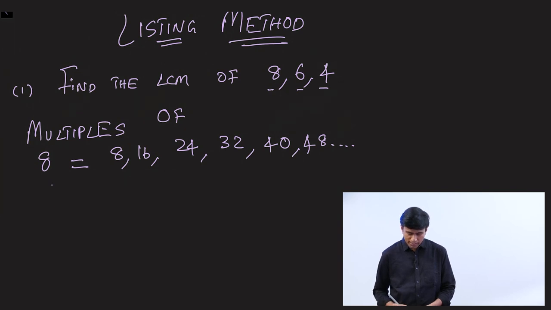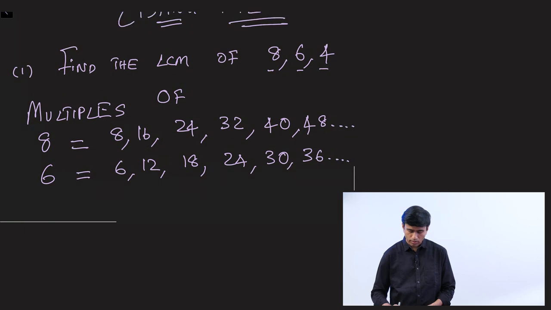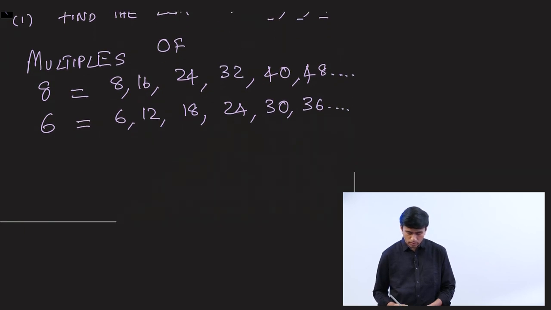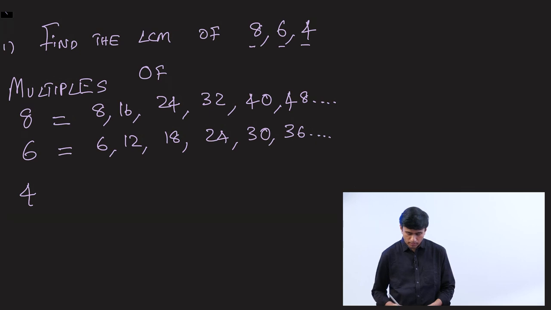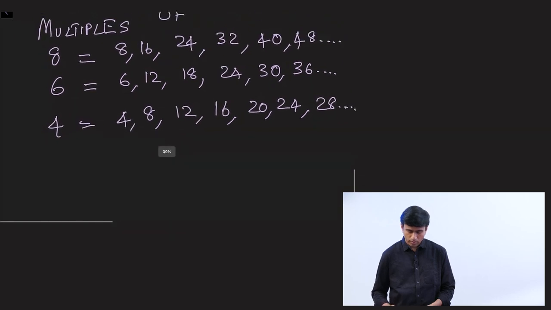What about the multiples of 6? 6, 12, 18, 24, 30, 36, and so on. What about the multiples of 4? Because 4 is your third number. 4, 8, 12, 16, 20, 24, 28, and so on.